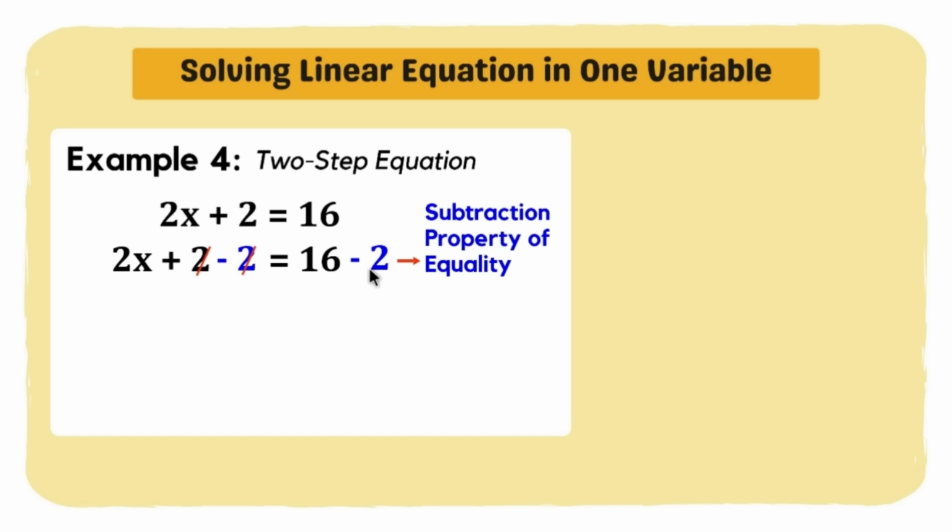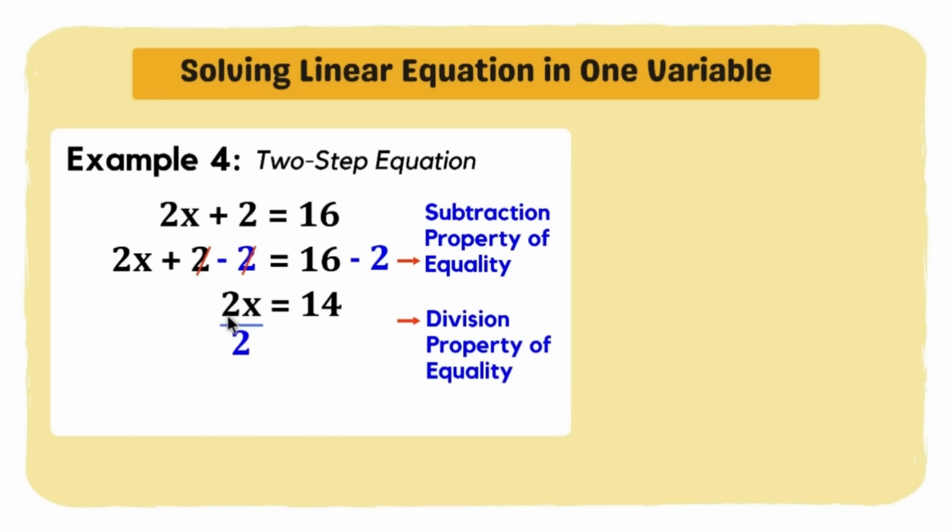Okay, next one, we will now have the multiplication or division property of equality. Why? Because we now have 2x is equal to 14 kasi 16 minus 2 is 14. How are we going to remove 2? We will divide it by itself. Okay, so 2 divided by 2 will be 1. Okay, ang maiiwan na lang is x. So 14 divided by 2 naman sa kabila, whatever we divide on the left side, ganun din sa right side. So 14 divided by 2 will be 7. X is equal to 7.